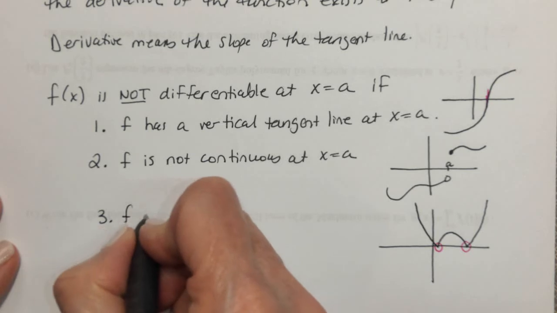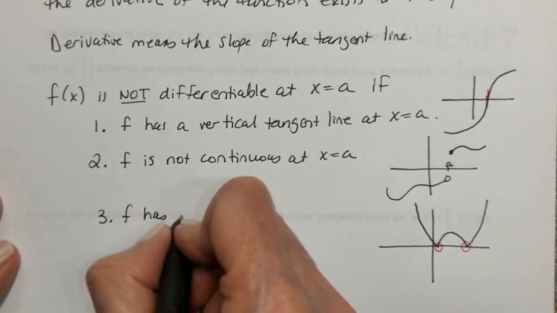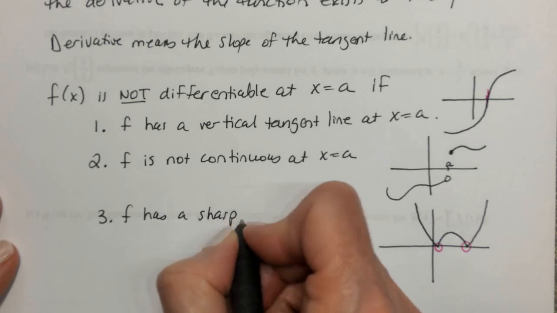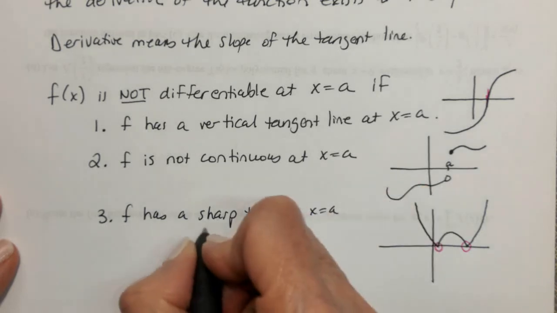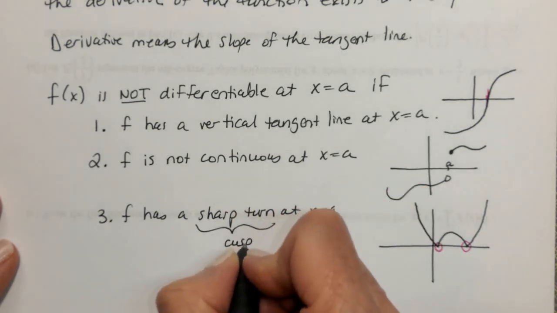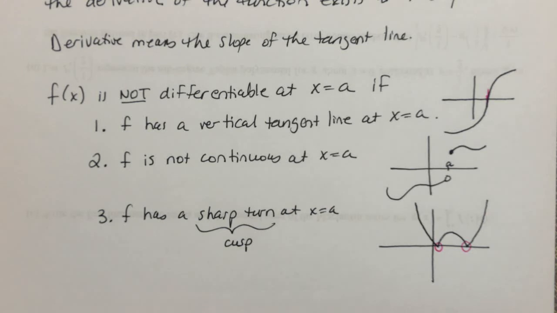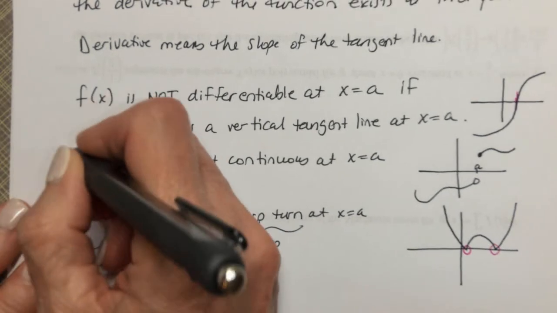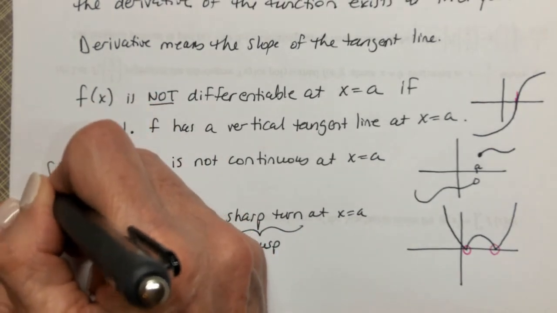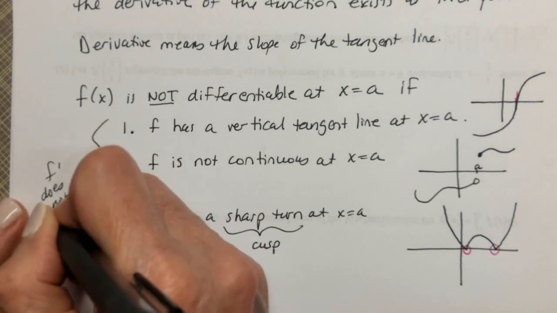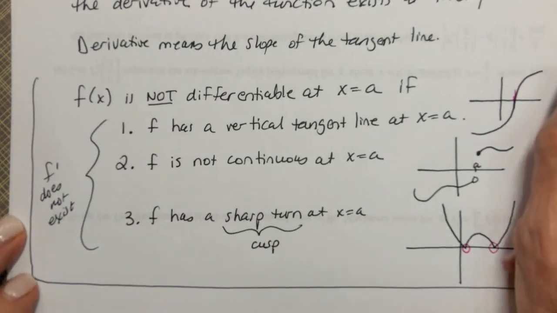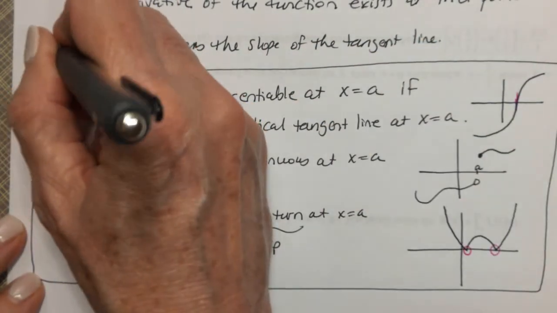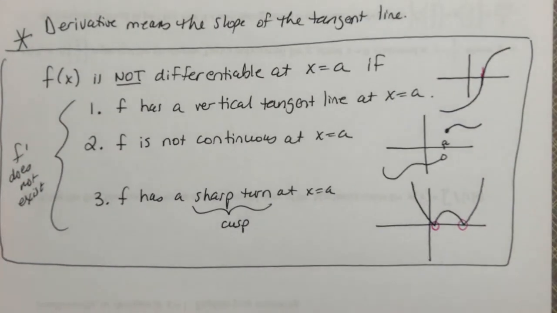So f has a sharp, I'm going to call it a sharp turn. f has a sharp turn at x equals a. That's also called a cusp at x equals a. So that would make f prime not exist. So f prime does not exist if any of these happen. Okay, we need to know those three reasons that make a function not differentiable.